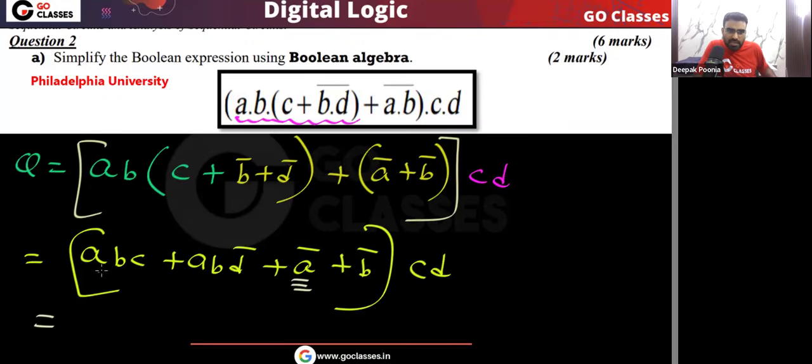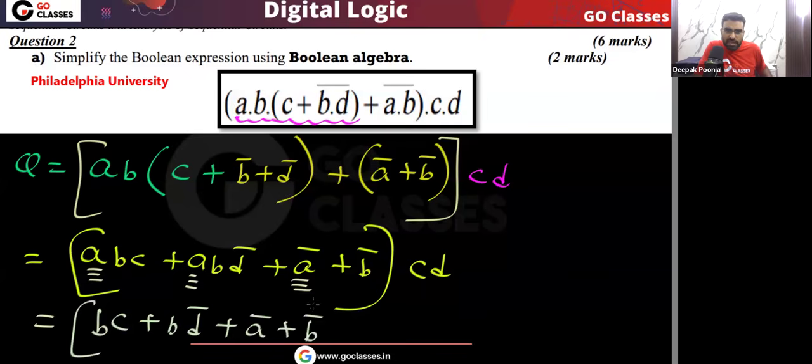Because of this A bar and there is A here, this A I can remove. So actually I will get BC or BD bar or A bar or B bar. Okay, and remember outside I have CD here.